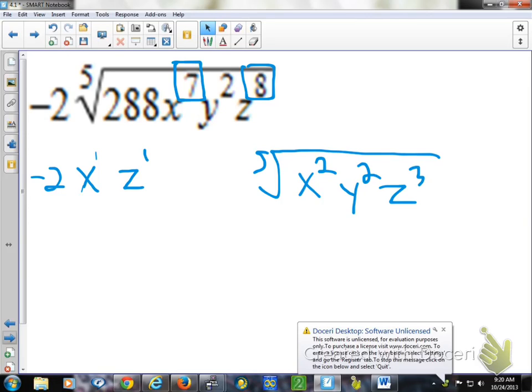Now all we have to do is the prime factorization of the number 288. Did we do this before? Yes.